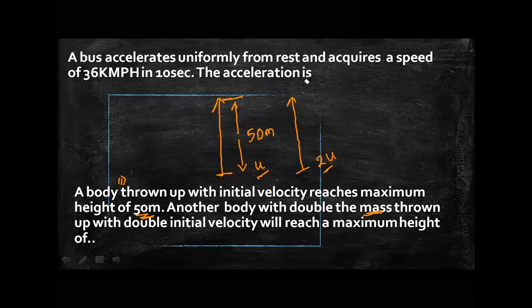The first case, let me again explain, guys. In the first case, he gave the maximum height, h is equal to 50 meters, with initial velocity u. In the second case, he changed the velocity to double, but is asking for the maximum height, h is equal to how much.